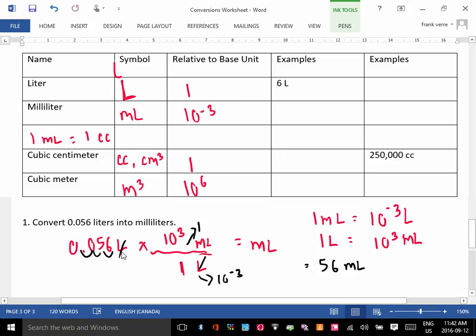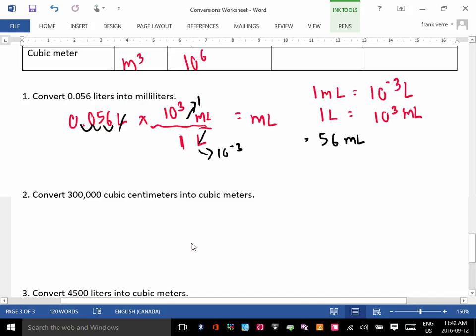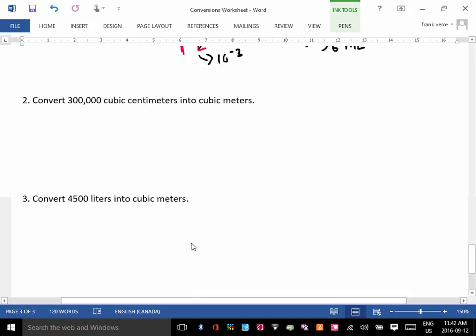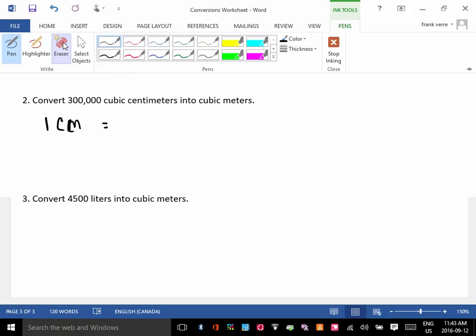All right, one more. Oh, 2 more. Sorry. Convert 300,000 cubic centimeters into cubic meters. So, cubic centimeters relative to the meter. Is a cubic centimeter smaller or bigger? Okay. So, 1 cubic centimeter would be how many? Actually, we did the other way around, right? We did cubic meters relative to the centimeter. So let's start with that one because that's the one we did.